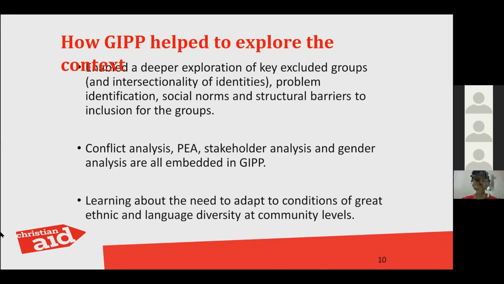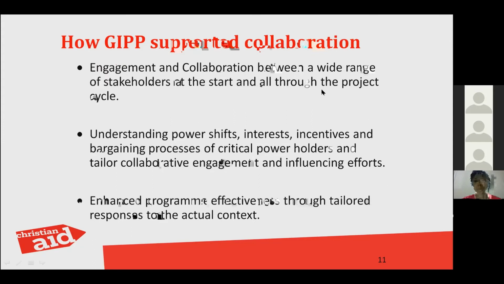Next slide, please. I would say that GIPP also helped us to understand the different power shifts, the interests of the stakeholders, the incentives of the stakeholders, the bargaining processes of critical power holders, and to tailor our collaborative engagements to meet these different needs. When you move from the national level to the state and community level, different stakeholders have different incentives, they have different bargaining processes. So it was important. And this information was used to train our advocacy groups so they could advocate on the different issues that they had.